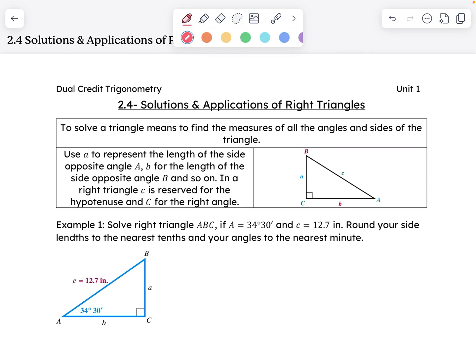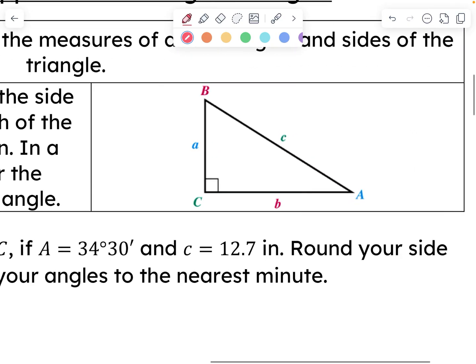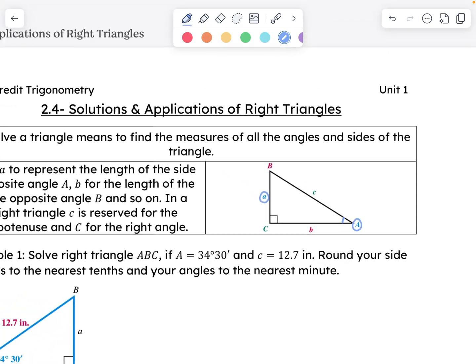And then just a little bit of notation here. When we're talking about how we label triangles, generally we use the uppercase letters to represent the angles and the lowercase letters to represent the sides. So over here, if I have angle A, that's going to be the uppercase A, and side A would be the lowercase a, and so on for all the other angles and sides. So let's just jump right into it.